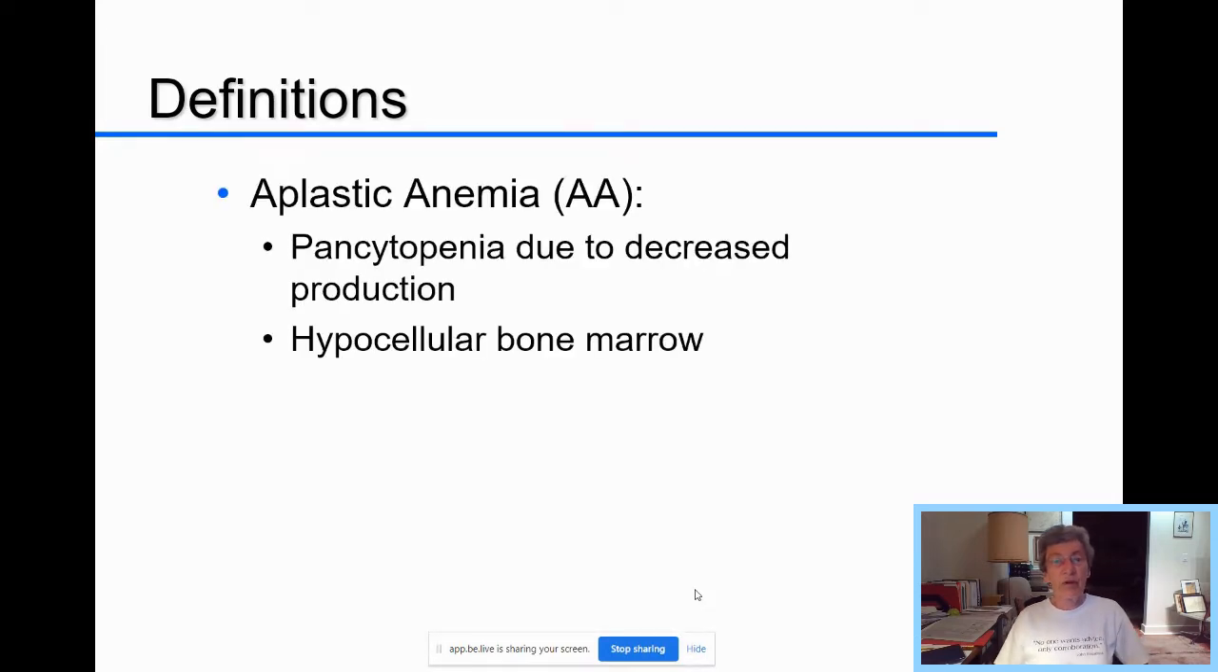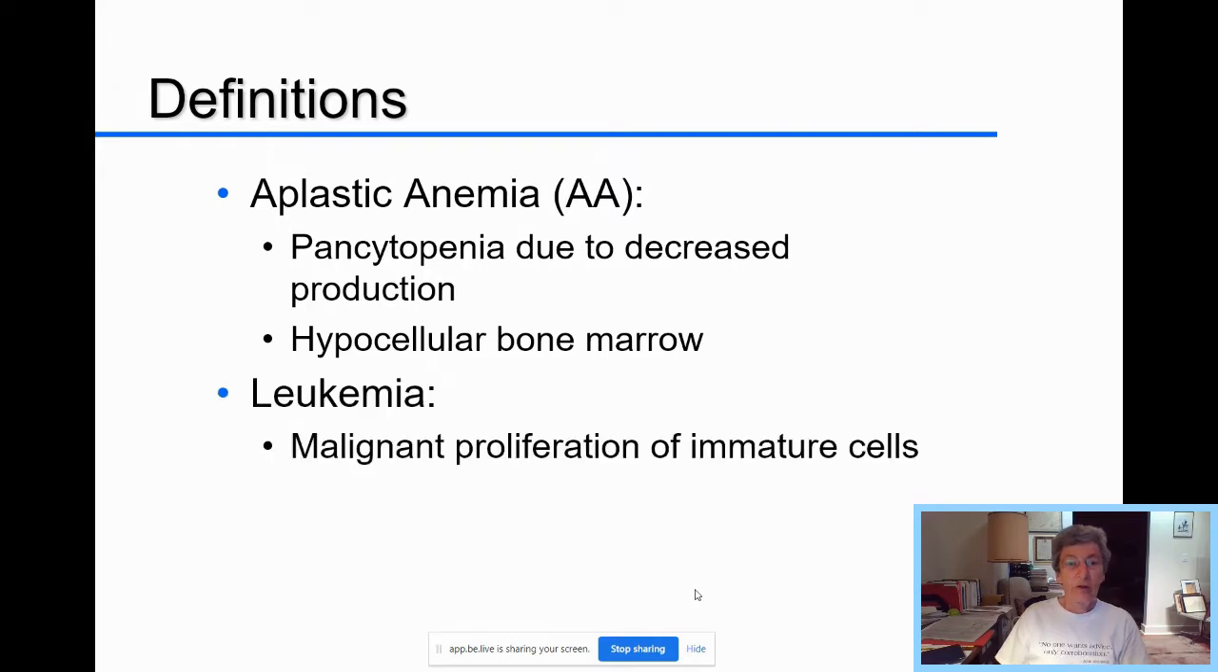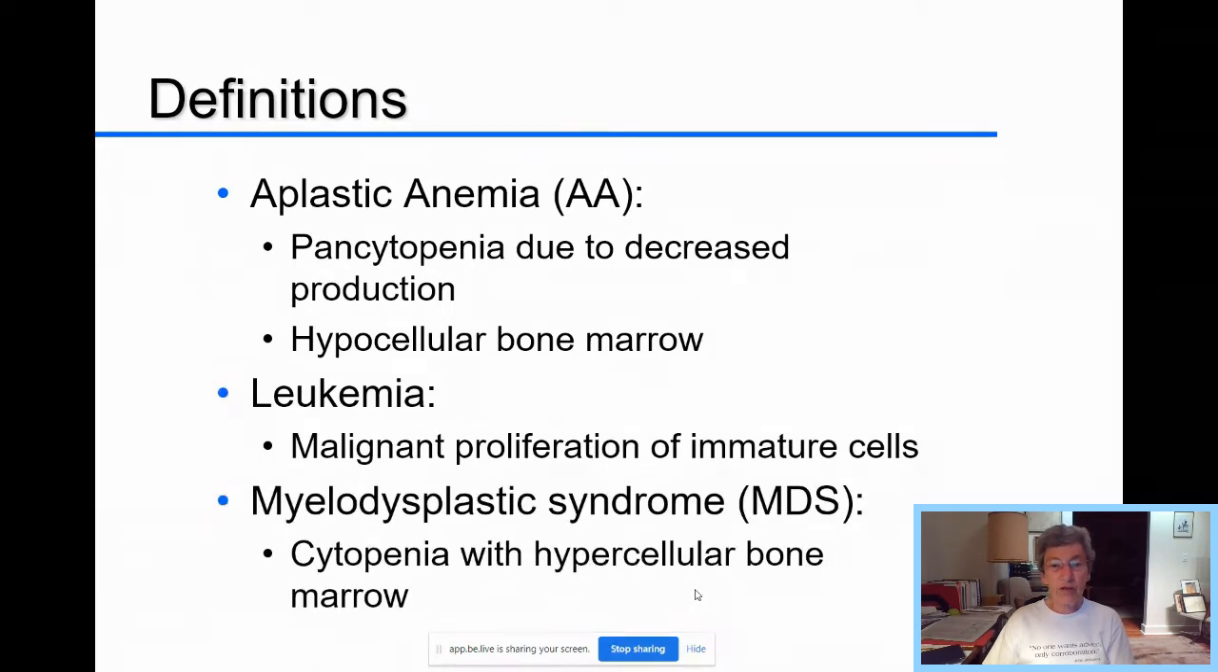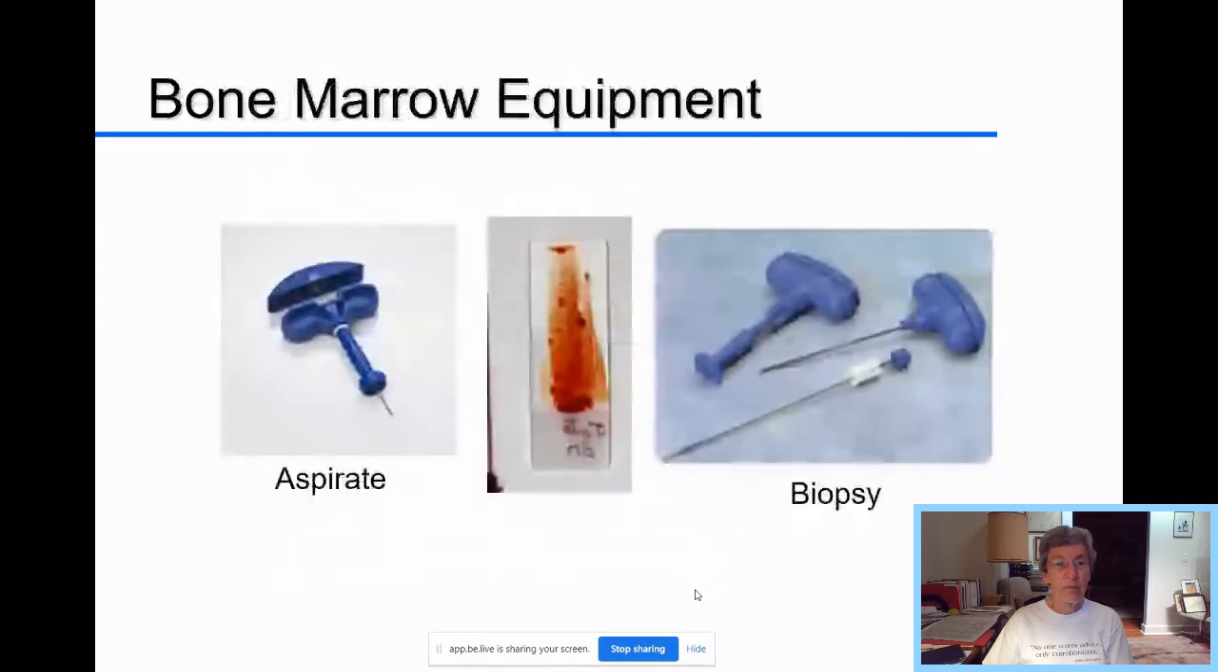Aplastic anemia, abbreviated AA, is pancytopenia, or all cell types low due to decreased production, and may be associated with a bone marrow that is hypocellular, that has fewer cells than one would expect. Leukemia is a malignant proliferation of immature cells, so there are too many cells. Myelodysplastic syndrome is low cell cytopenia with a sometimes hypercellular bone marrow, ineffective production.